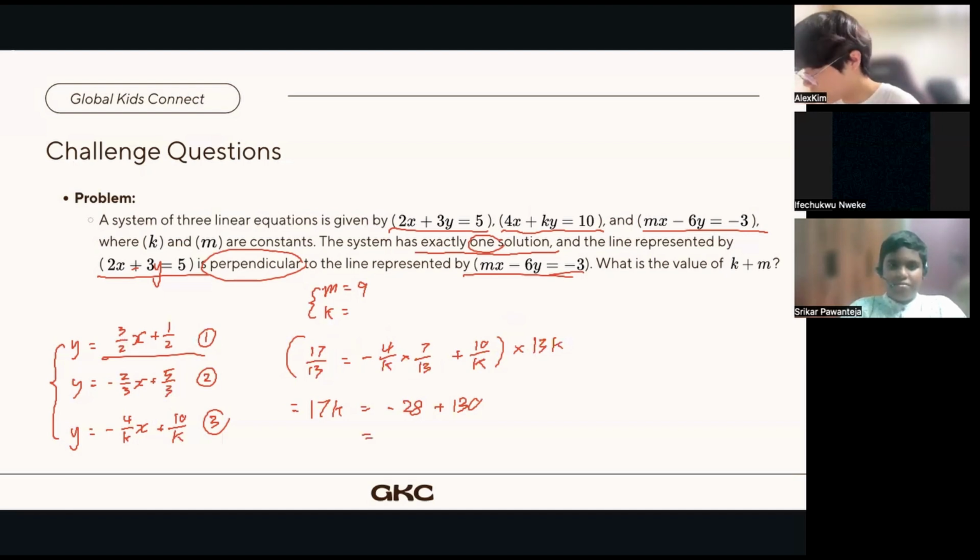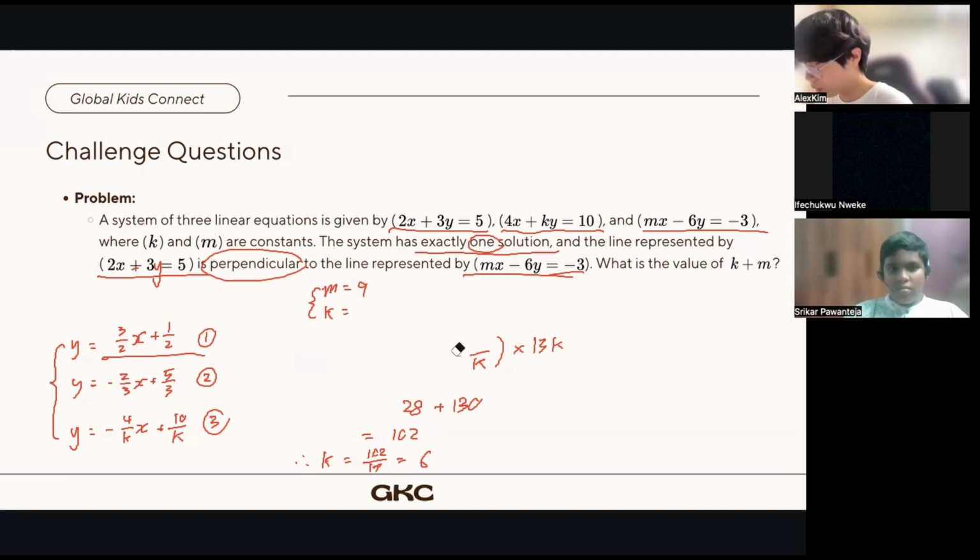Knowing this, we can set this equal. We can add these up to get 102, and therefore k will equal 102 divided by 17. You can use a calculator for difficult divisions and multiplications like this, and the answer you will get is 6. So we found the k value, but we have to double check to make sure this k value is actually making the three equations meet at only one point. So we will do that now.